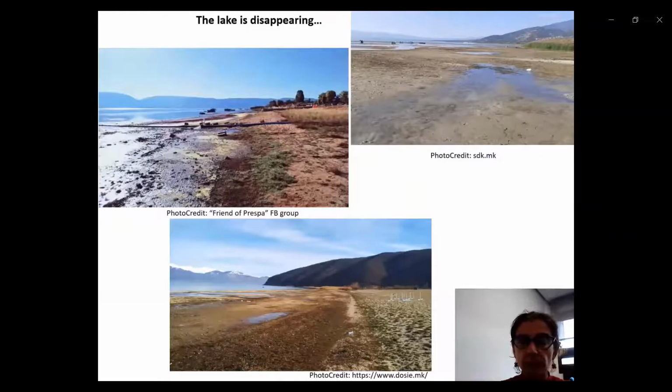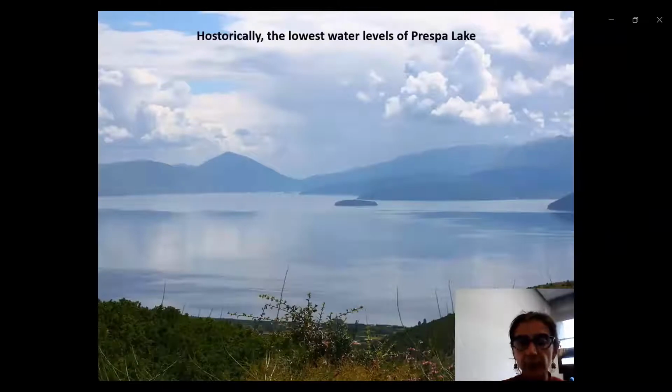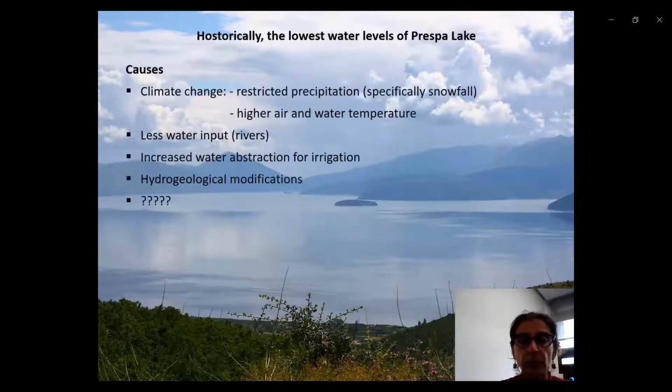These are images from 2020. As you can see, a real disaster. And the question is, what is going on? What are the reasons for this dramatic loss of water?